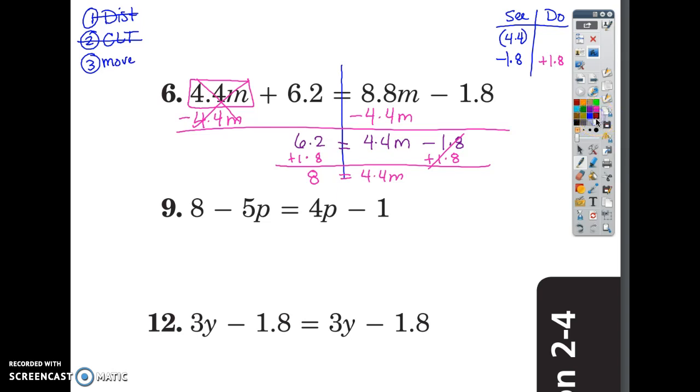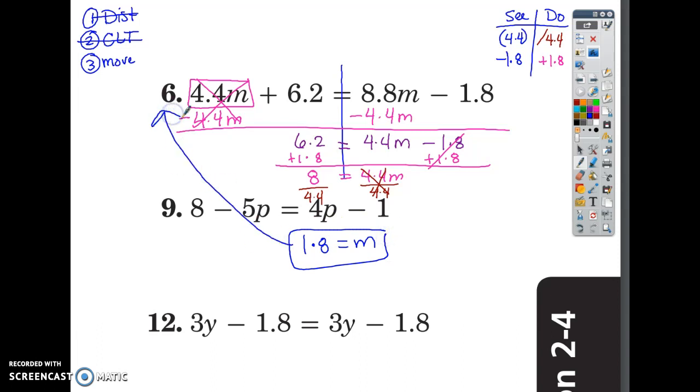What's the last step? Divide by 4.4 on both sides. So divide this by 4.4, cancel. Divide this by 4.4. 8 divided by 4.4 in the calculator gives you what? Just leave this one as a decimal because all the numbers are decimal. So 1.8 equals M would be the answer for problem number 6.